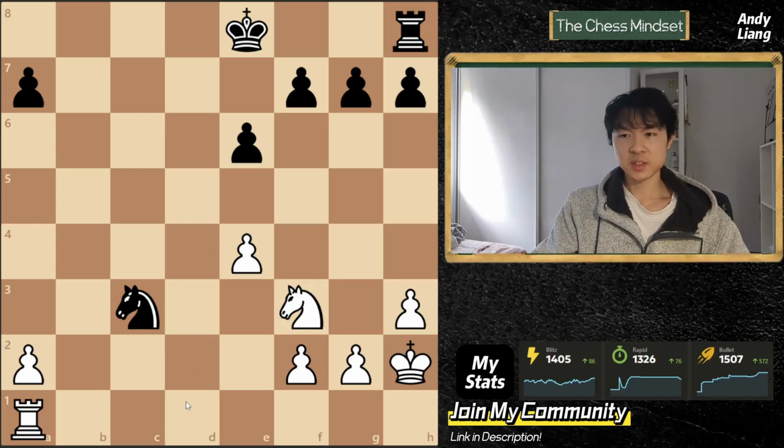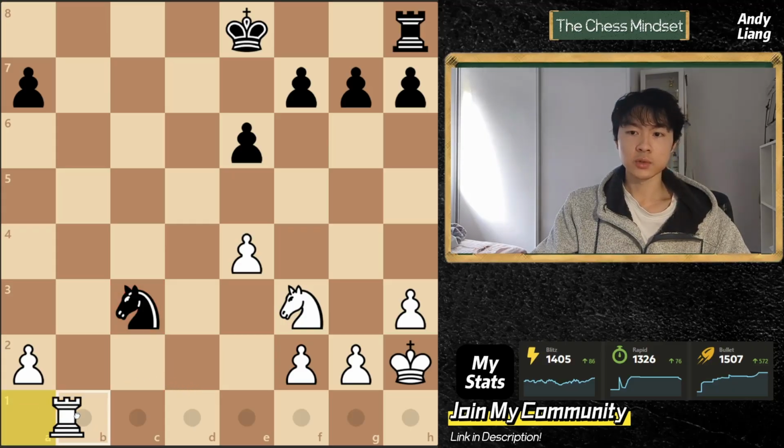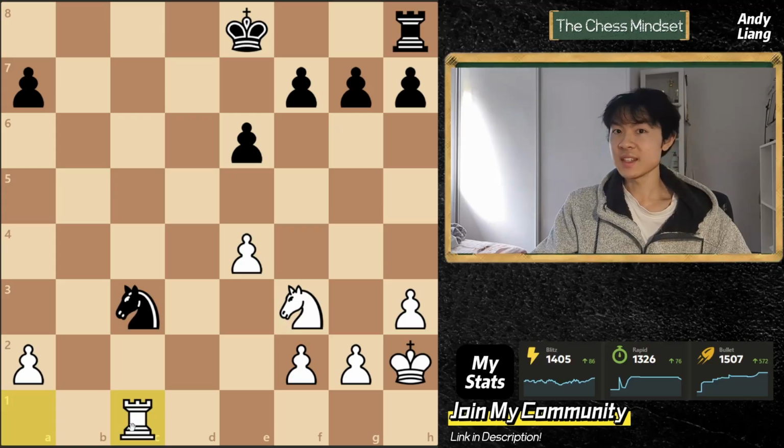But the thing in this position is that this knight is very weirdly placed on this c3 square. And the first thought that comes to your mind is, okay, can we attack the knight? And the answer is yes, of course we can bring our rook to c1. And this is the solution because now the knight cannot move. But there's actually a reason that it can't move.